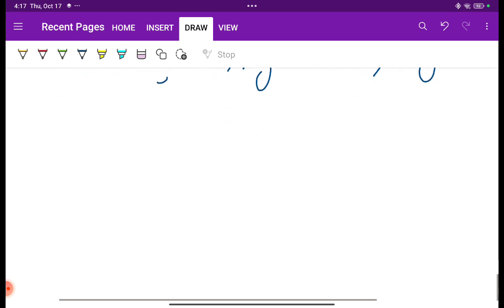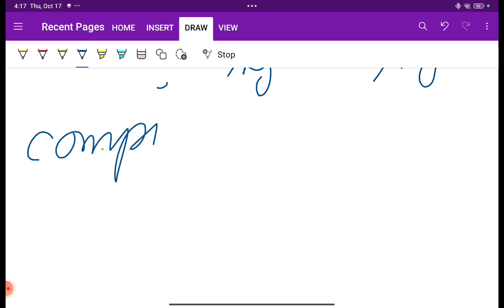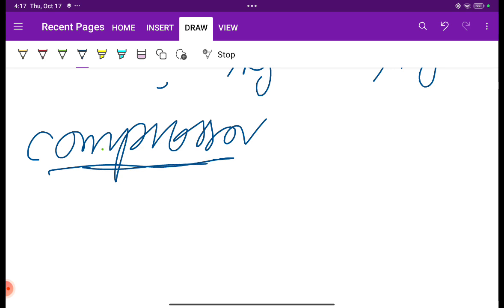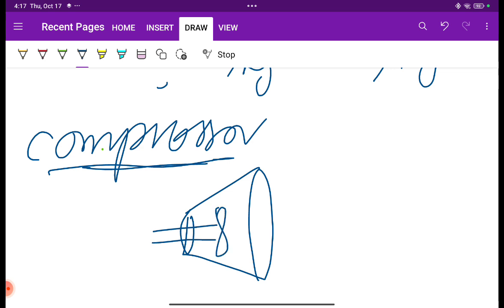Now we will come to the compressor. As a nozzle is quite opposite to a diffuser, similarly a compressor is quite opposite to a turbine. If you see, there is a rotor inside, and power is given by us to the rotor. Power input is from this side and output is from this side. A compressor is a steady flow device which is used to increase the pressure of the fluid.